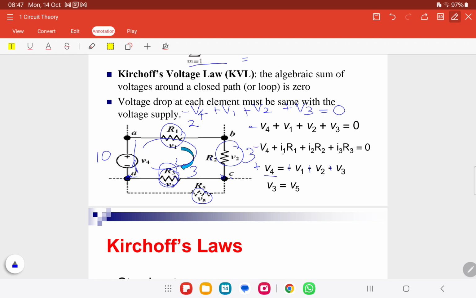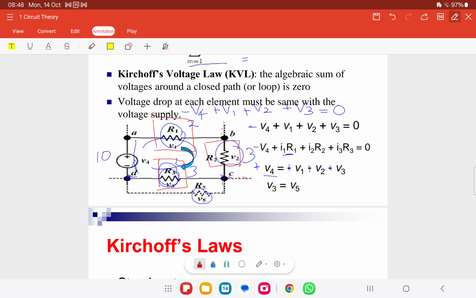So minus V4 plus I1 R1 kat sini, I1 R1 in here, okay, plus I2 R2 plus I3 R3. How about the I1, I2 and I3? Sama tak? Tengok kat sini ada note. Kat sini kan putus-putus, meaning that it is one closed loop but then attached with another loop. So it is not in the same value for I1, I2 and I3.